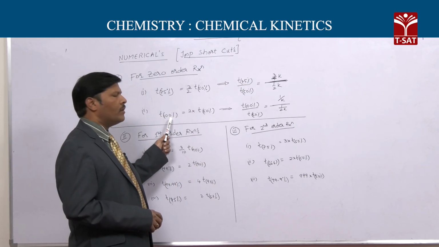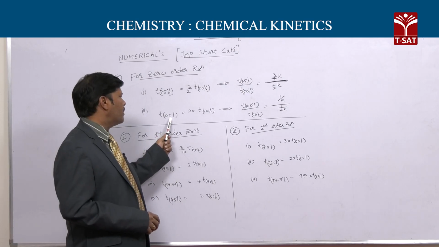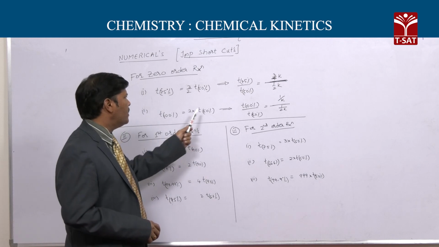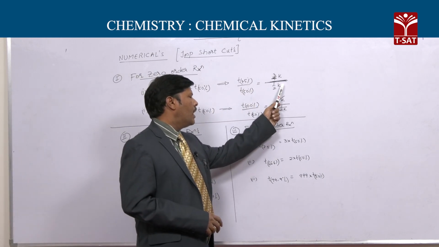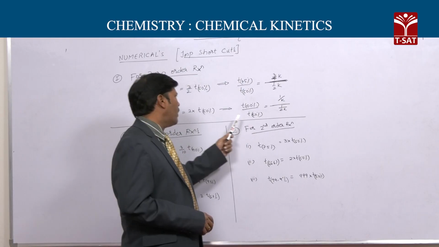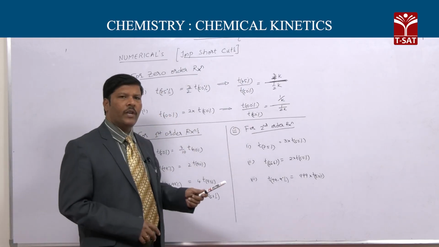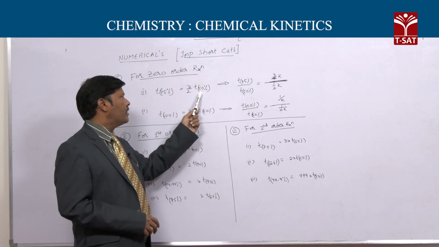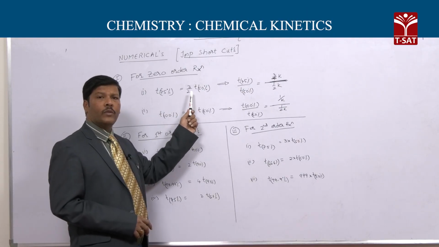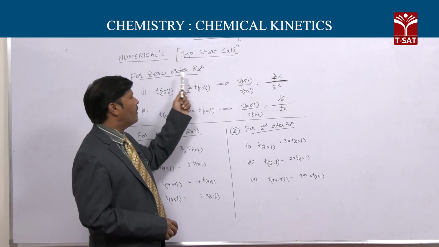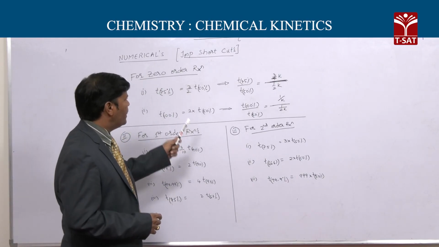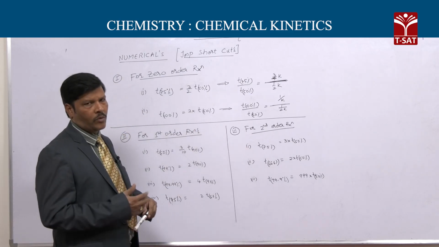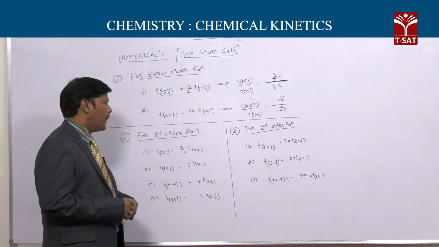Then the time for 100% of the reaction, T100%, is equal to 2 times the half-life of the zero order reaction. In the simplified version, I have also given you the simplification of how we get the relationship between T100% and the half-life of the zero order reaction, and T75% is equal to 3 by 2 times the half-life of the zero order reaction. So these two formulas are very, very important when we are trying to solve some problems in this chapter.